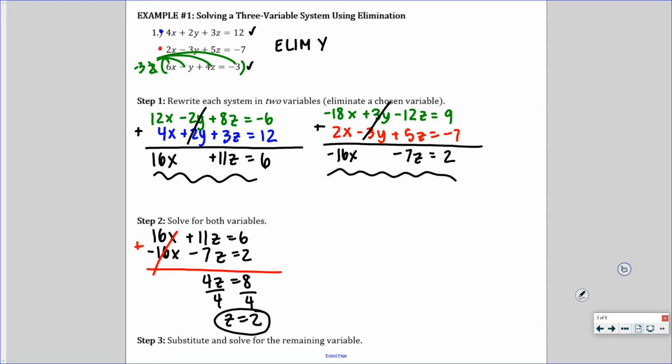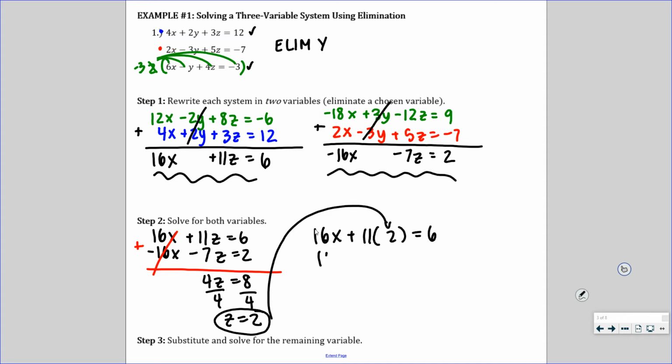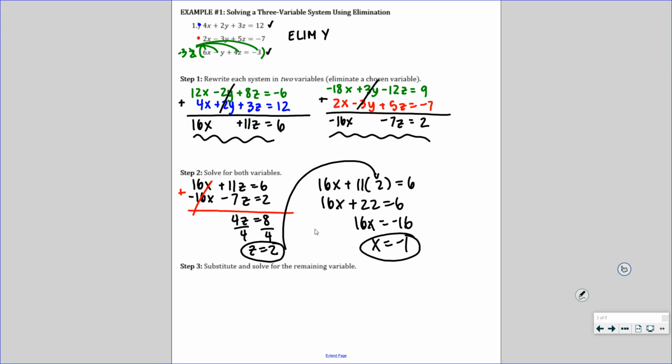All right, folks, now that I know what z is, what variable can I find next? X, right? Picture this. 2 equations, 2 variables. And this is a normal equation. You'd find x next. You could use either equation. I use the one with the positive 16. So we know 16x plus 11z, we know z is 2. Okay, I'm just using this one. Equals 6. Now I can solve for x. Okay, I get x to be -1.